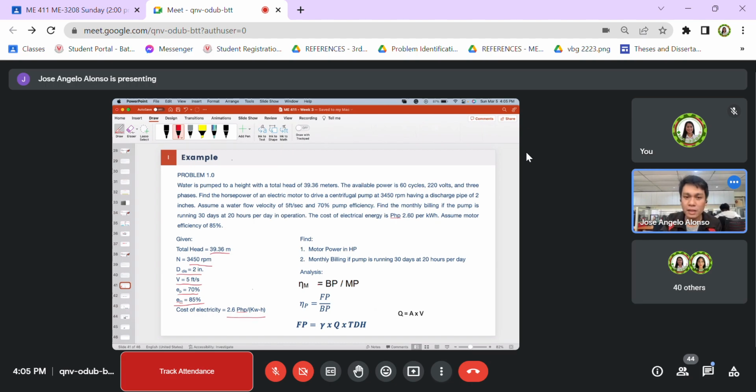So yung hinahanap, we need to determine the motor power in HP. Kasi yung hinahanap is find the horsepower of an electric motor to drive a centrifugal pump. So unit din ng power must be in HP, not in kilowatt. Pero for the sake na mapadali yung ating calculation, we'll do it first in kilowatt, then saka natin i-convert in HP.